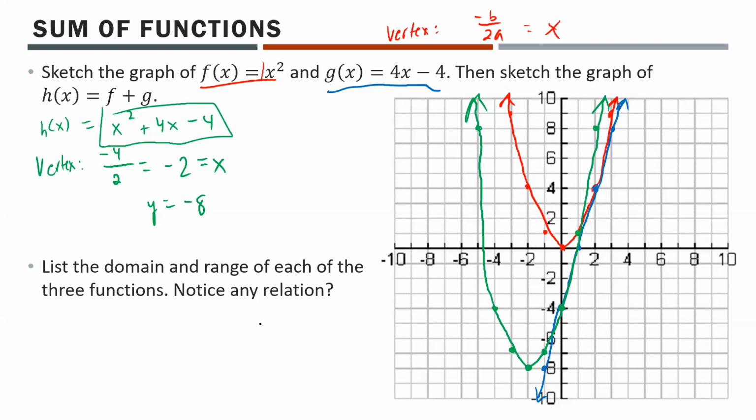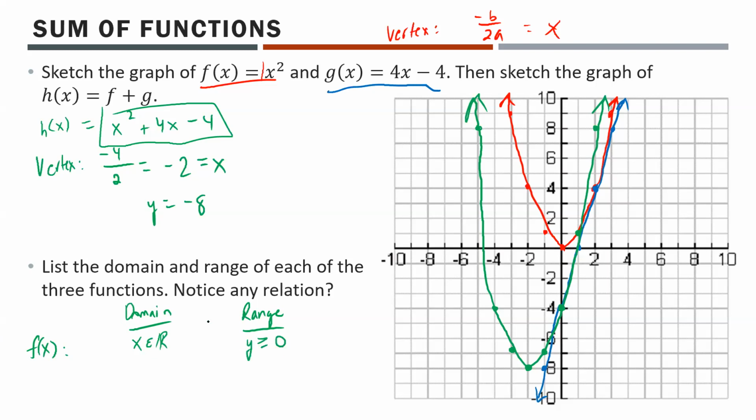Now it says list the domain and range of each of the three functions. Notice any relation. How about we just make a little chart? Domain, range, and then we'll start with f of x. F of x is the red one there. Look at the domain. The domain's your possible x values. I see nothing that could be restricted, so I'll just say x is an element of the real numbers. As for your range, there is a bit of a restriction. Y has to be greater than or equal to 0.